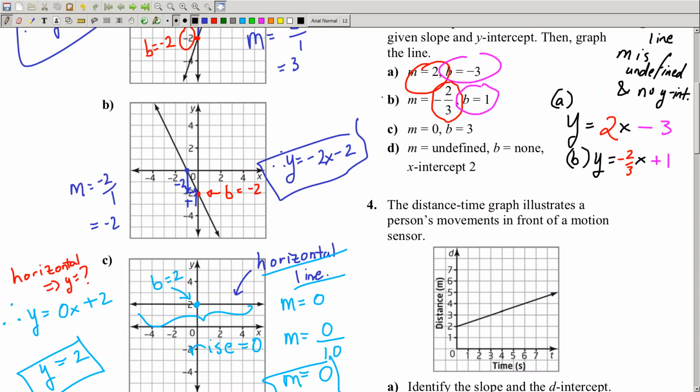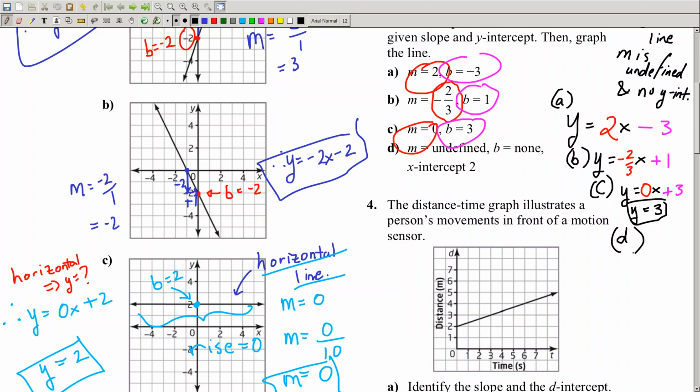What about part C? y equals, and now m is 0. So notice that m is 0. So I can write 0x, and now the y-intercept is positive 3. So my equation is going to be y equals 3. Remember, this is a horizontal line. y equals a number. It has no rise.